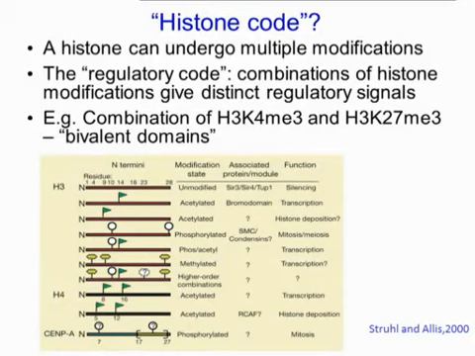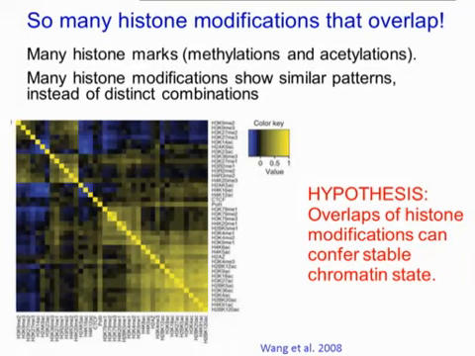Okay, that's about evolution, and then the histone code. A histone can undergo multiple modifications, and the histone code might be a combination of histone modifications that can give distinct regulatory signals. One example is that a combination of H3K4 trimethylation and H3K27 trimethylation gives a bivalent domain. And here is a color key for the overlapping pattern similarities. You can see many histone modifications show similar patterns instead of distinct combinations. And so we have a hypothesis: overlaps of histone modification can confer stable chromatin state.